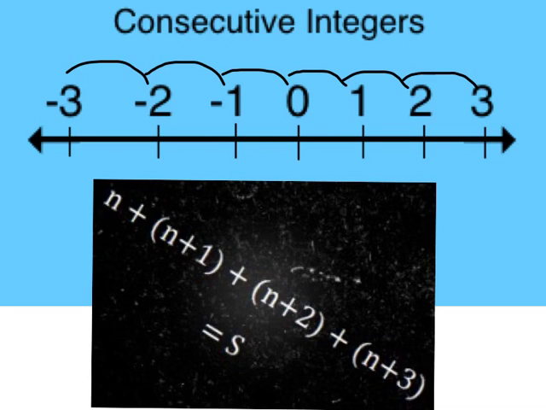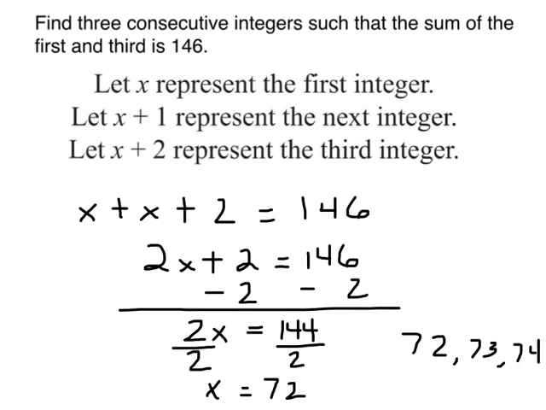So if 1 were the first one, if n equaled 1, then 2 here would be n plus 1. 3 would be n plus 2, 1 plus 2, and then 4 would be n plus 3. So that's how we're going to set these problems up.